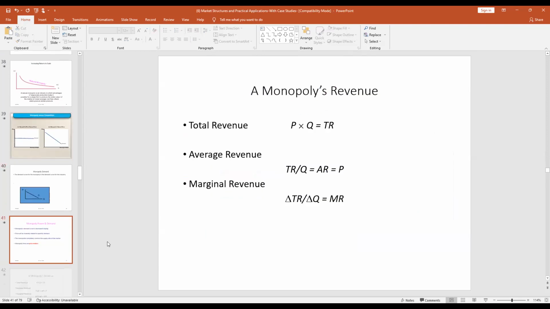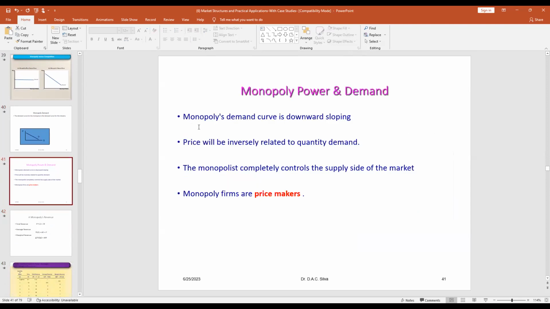Now, a monopoly can decide either price or quantity. If they increase the price, they will have lower demand. If they decrease the price, they will have higher demand. What you can see from OPEC is a monopoly. OPEC can either increase the price or reduce the quantity. These days, OPEC is going to reduce the quantity, then automatically the price will go up. So this is one example.